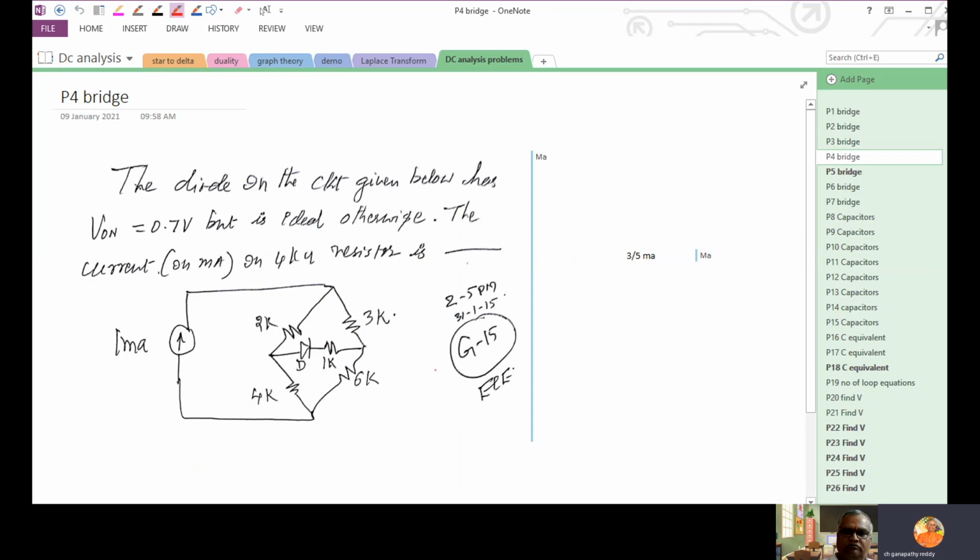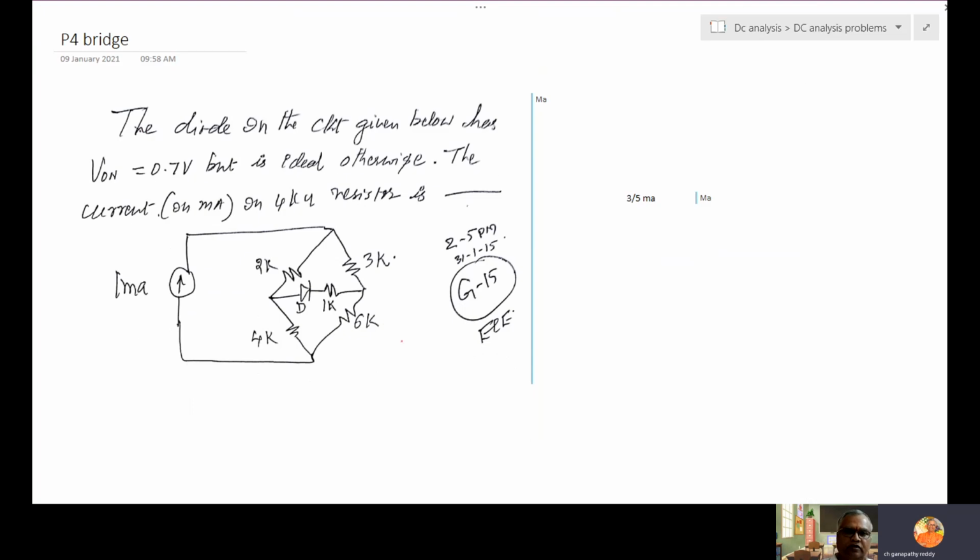There is another problem on the bridge. It is not directly a bridge, it's a bridge principle that you have to observe. What is given: the diode in the circuit given below has V on, the on voltage, of 0.7. If 0.7 is applied, the diode will be on, but it is otherwise ideal. The current in milliamperes in the 4 kilo ohm resistor is asked.